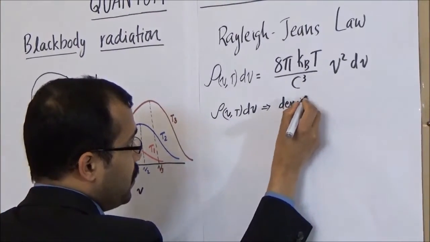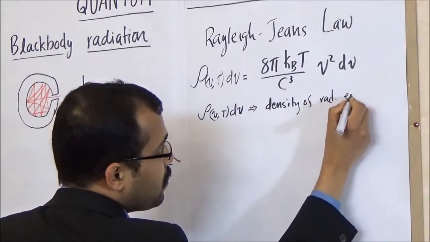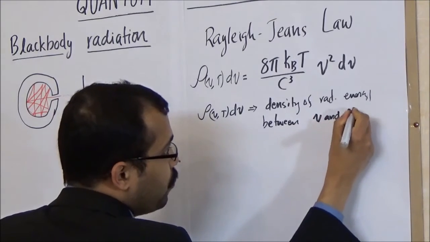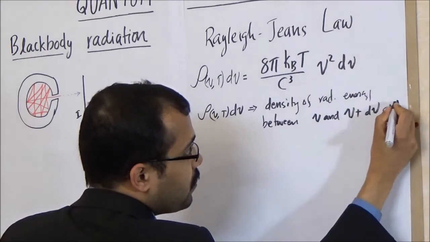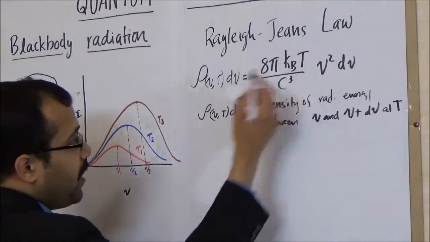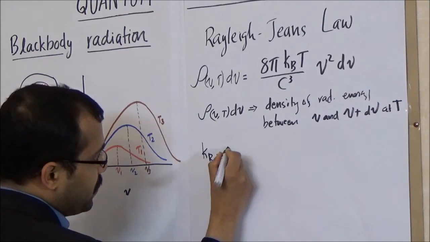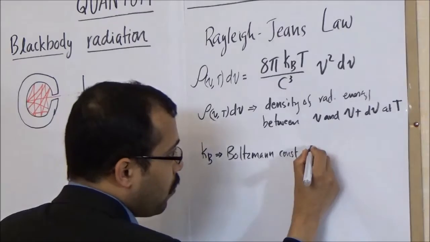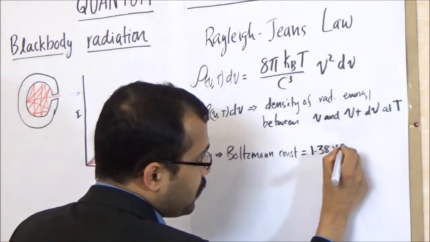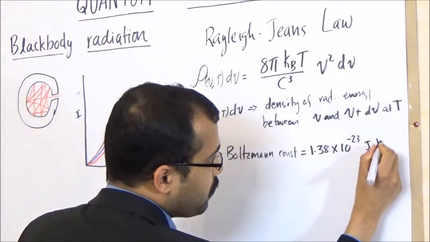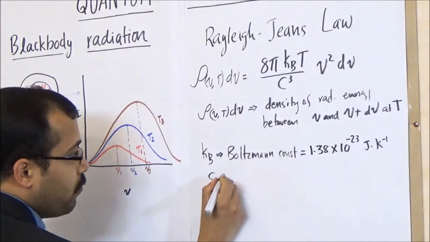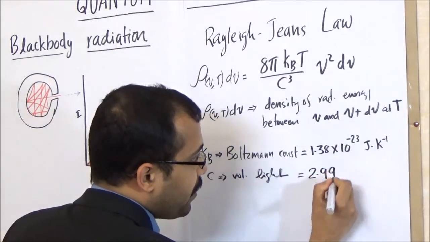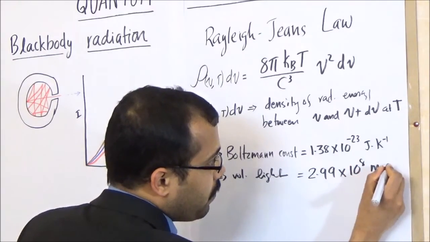the radiative energy between the frequencies nu and nu plus d nu at the temperature T. And kB is the Boltzmann constant, the value of which is 1.38 times 10 raised to minus 23 joules per Kelvin, and c is the velocity of light, which is equal to 2.99 times 10 raised to 8 meters per second.